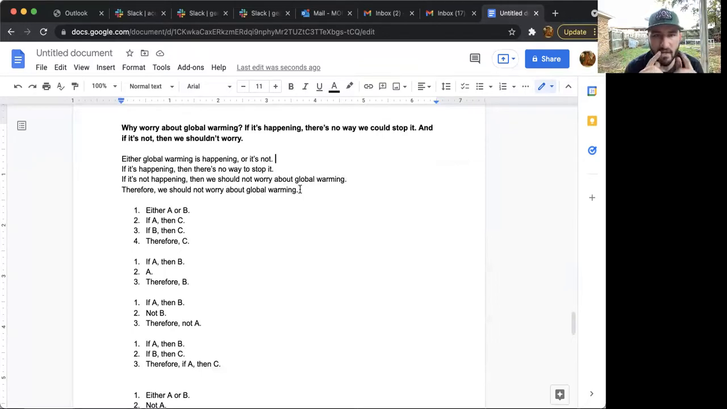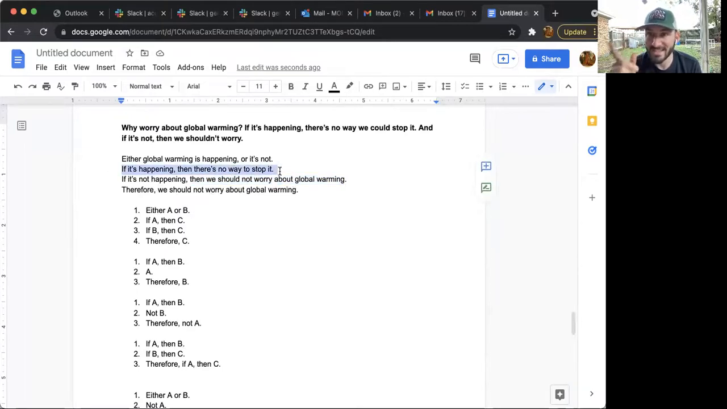Now, you may notice this does not exactly fit this pattern. I invite y'all to take a minute, pause, and see if you can see how it doesn't fit the pattern. Okay, we're back. The problem is that both of these conditionals are supposed to end with C, or what we get in the conclusion: we shouldn't worry about global warming. The second conditional right here does. If it's not happening, then we shouldn't worry about it. We shouldn't worry about global warming, that is. This one, the first conditional, does not.